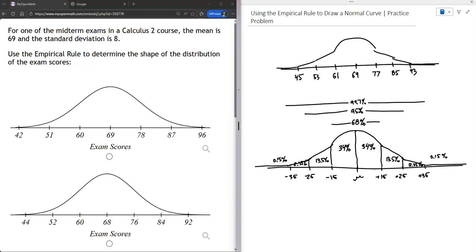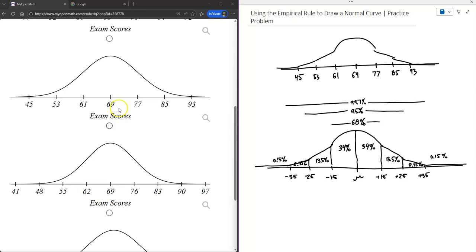Anyway, let's find the right answer among the multiple choices to get the credit. So the mean is 69, and then 61, 53, 45, 77, 85, 93. So this looks like the right shape.